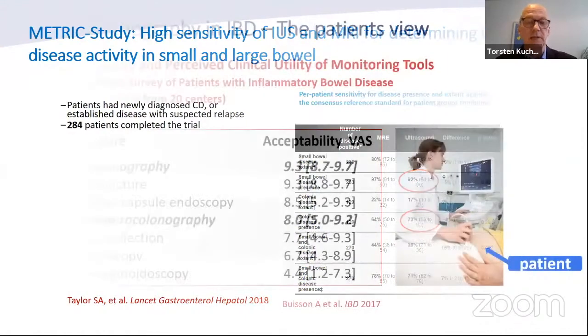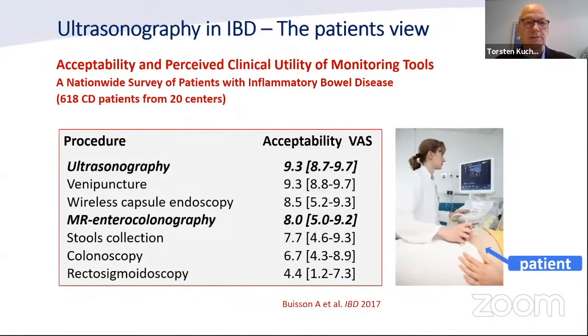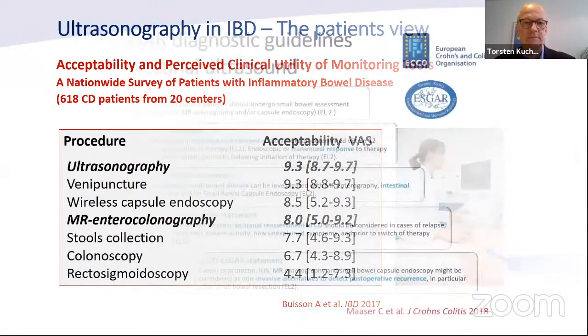And if you ask the patients, they love the methodology. This is an interesting study done in France a few years ago, looking at the acceptability of different monitoring tools. A nationwide survey has been performed on more than 600 IBD patients, and at the very top of the procedures, ultrasonography was mentioned by the patients. Before MRI, stool collection, colonoscopy, rectosigmoidoscopy. So you can demonstrate the pathologies to the patients right away. They can see whether a treatment is working or not, and you are in direct contact with the patient and can discuss the different findings.